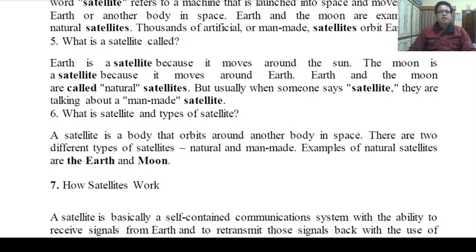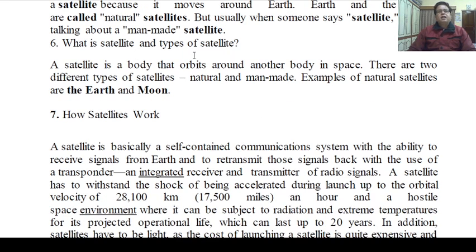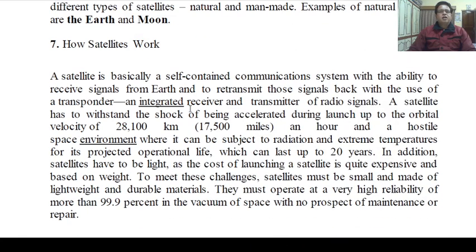What is a satellite called? Earth is a satellite because it moves around the Sun. The Moon is a satellite because it moves around the Earth. Earth and the Moon are called natural satellites, but usually when somebody says satellite, they are talking about a man-made satellite. What is a satellite and types of satellite? A satellite is a body that orbits around another body in space. There are 2 types of satellites, natural and man-made. For example, natural satellites are Earth and the Moon.